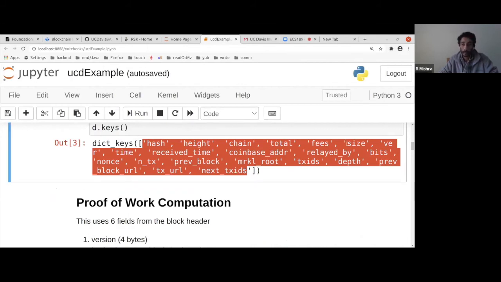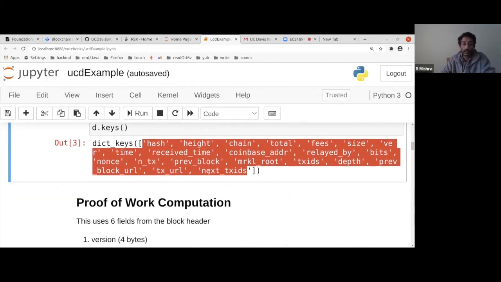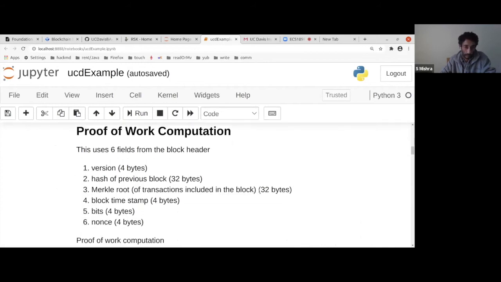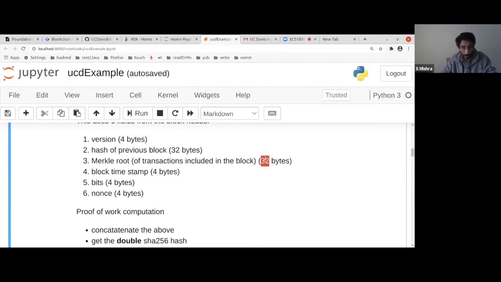the hash of the block, the height, the fees, the total size of all the transactions in there. From these, we need to use 6 of them to compute our block's hash. These 6 fields are the version, which is 4 bytes; the hash of the parent block, the previous block, which is 32 bytes, because all these hashes are SHA-256; and the Merkle root, which we'll go over next, that's also 32 bytes. And these are in order.